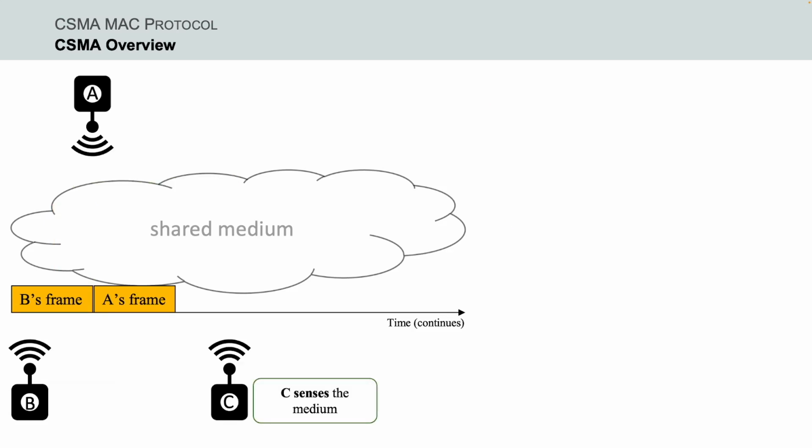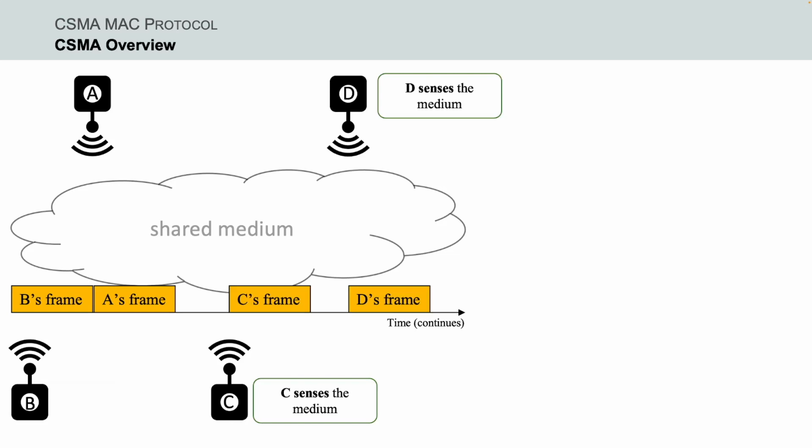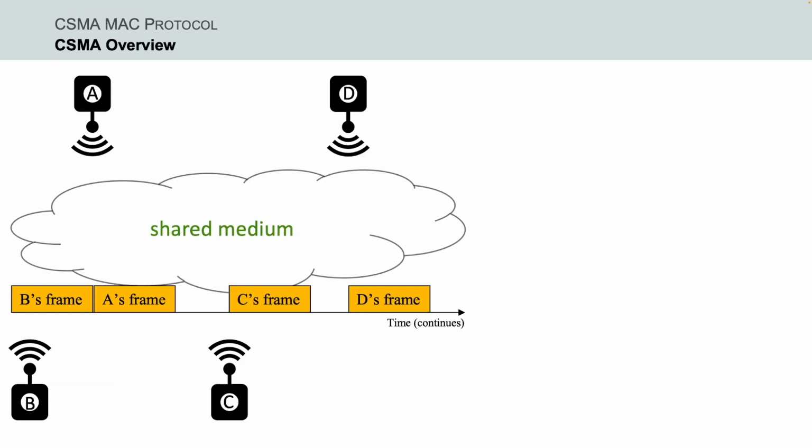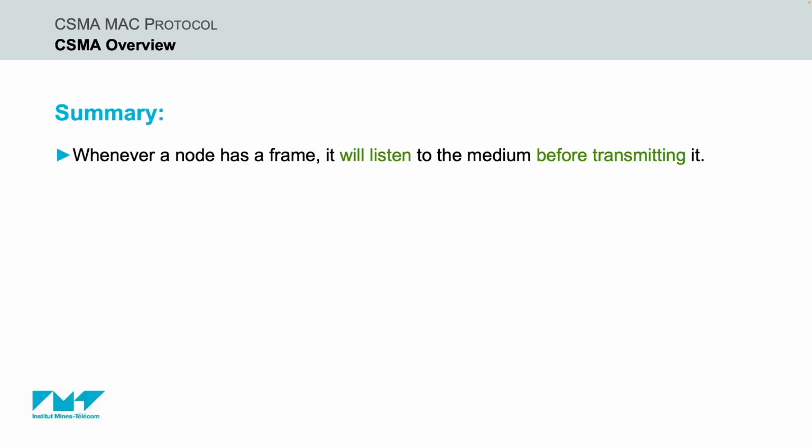By employing CSMA, multiple nodes may in turn send and receive frames on the same shared medium. Note that the transmissions by one node are generally received by all other nodes connected to the shared transmission medium and are within the radio propagation of the transmitter. To summarize, under CSMA MAC Protocol, unlike Aloha, whenever a node has a frame to transmit, it will listen first to the shared transmission medium before transmitting it.